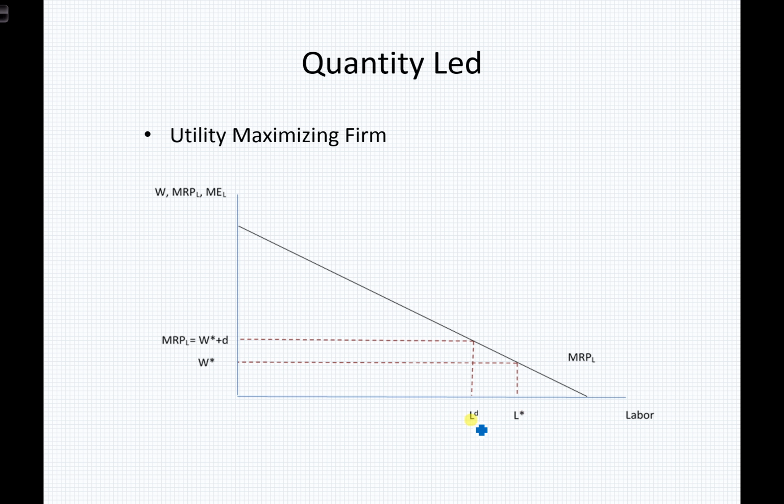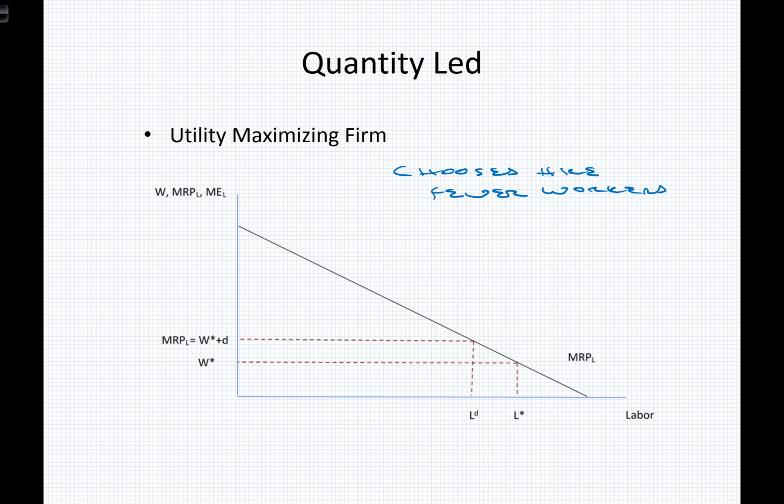But then we have this LD that is lower than L star that yields some marginal revenue product of labor, which is going to be equal to W star plus some discrimination. Well, what we're suggesting here is that this is a market in which the firm simply chooses to hire fewer workers of the discriminated class, and in so doing create some inefficiency.